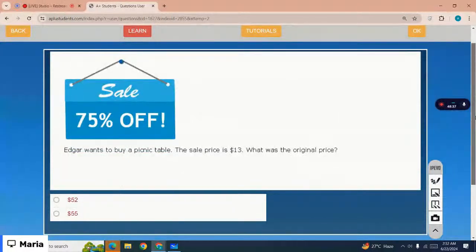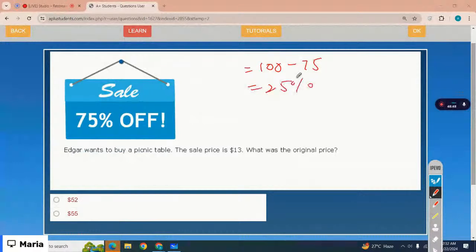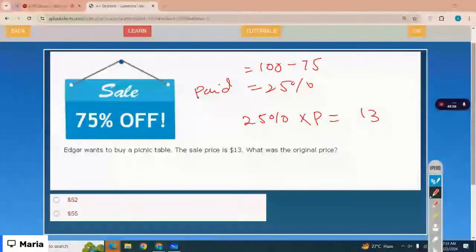So that means that was on 75% off. So that means he paid 25%, right? 100 minus 75 is 25%. That means that is the amount he paid. So that means 25% times P equals 13, right? He paid 25% of the original price.